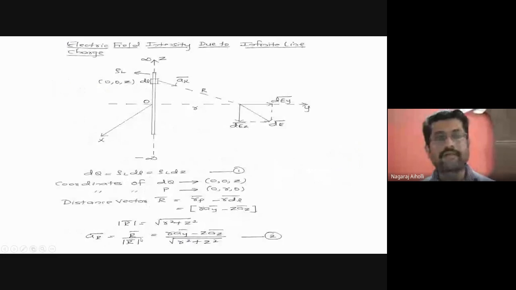Next is electric field intensity due to infinite line charge. There are different types of charges. One is called the point charge, which is present in the form of a point. Then line charge, as I told when discussing gradient, divergence, and curl. Line charge means the charges are present in the form of a line, say on the corner of a surface. So they are on the lines.